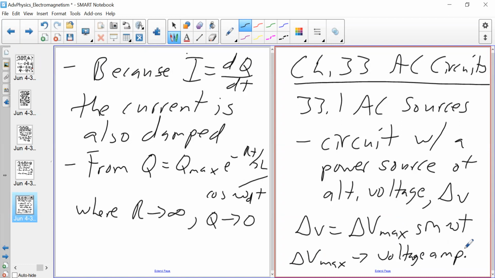Just like in a mass spring system, if I pull a mass down to 2 centimeters, it's going to go up to 2 centimeters, from +2 to -2. That's the maximum amplitude or the displacement. Same idea. This is a maximum voltage up and down.